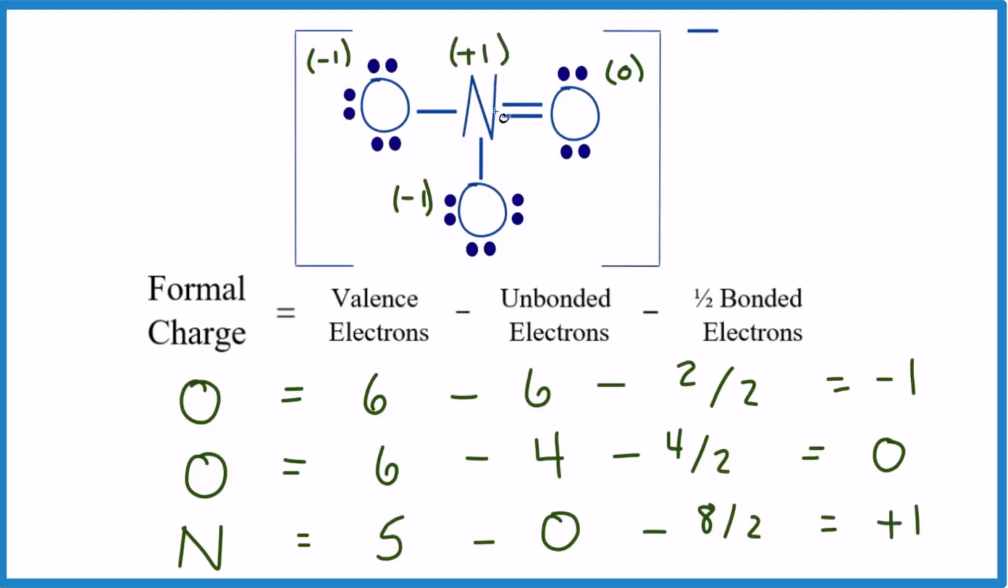So for these formal charges, if you add them up, -1 and a +1 and a -1, that gives us an overall charge on this entire molecule of -1. And that makes sense because it has a negative charge. So those are the formal charges for NO3-, the nitrate ion.